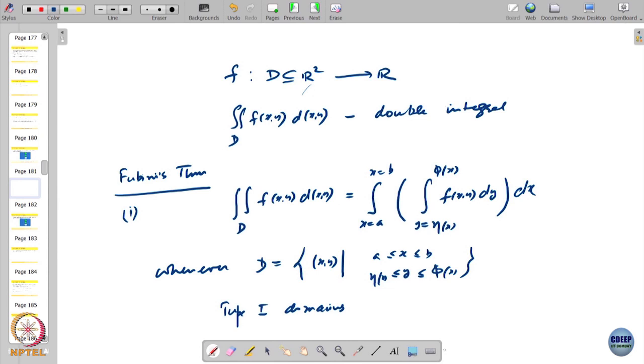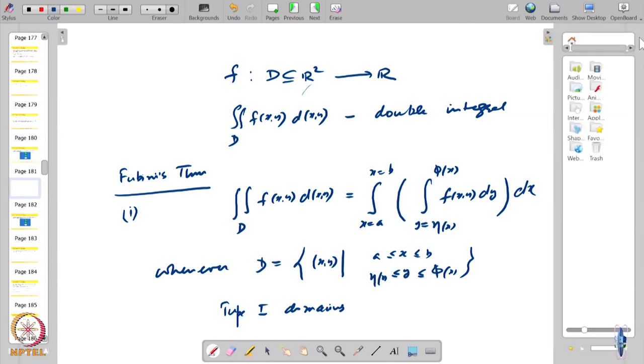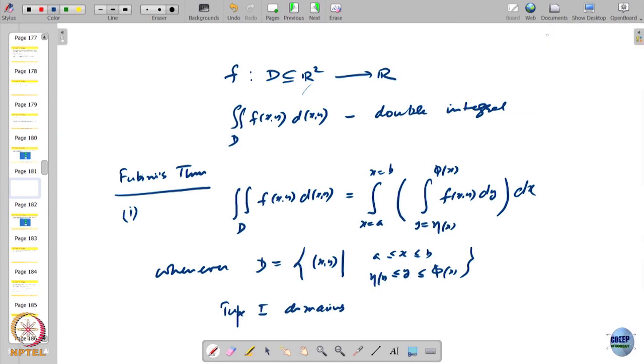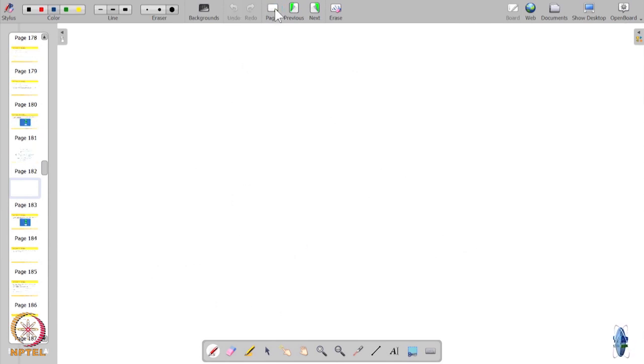Okay, so how does one go ahead? Page down? More pages? Okay. You have to add a page. Okay.